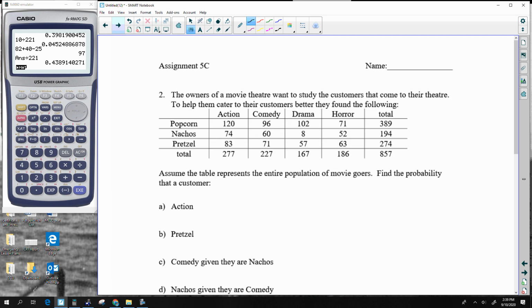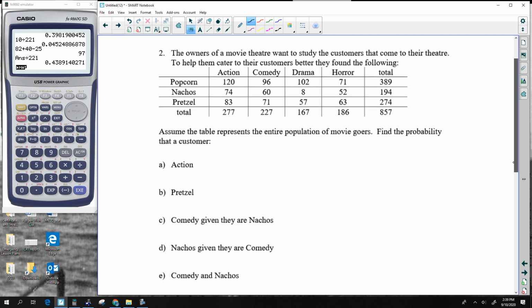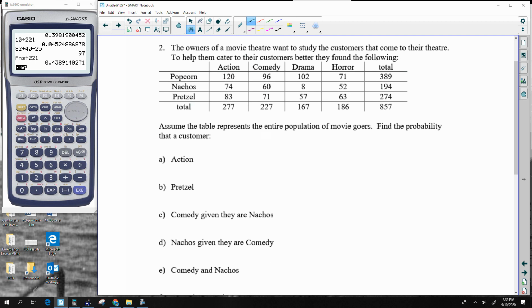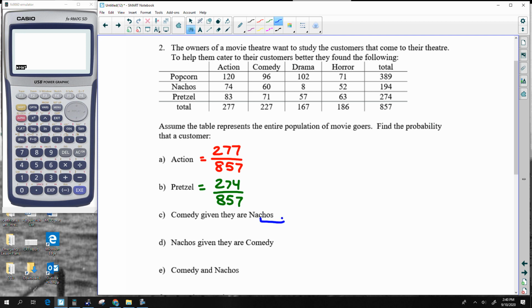All right, so here we go. Again, there might be some questions. I think we have to skip a few problems in here. Anyways, here we go. Action: the number of actions out of the total. Pretzels: the number of pretzels out of the total. Given nachos, so nachos are now the total, so the nachos are the bottom. And the intersection of comedy and nachos intersect at 60, which is the numerator.